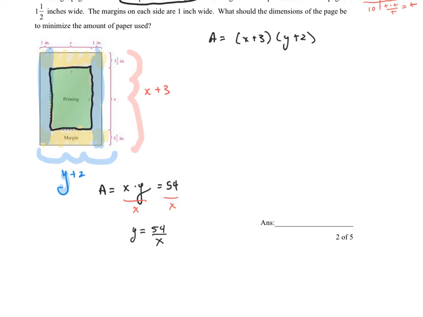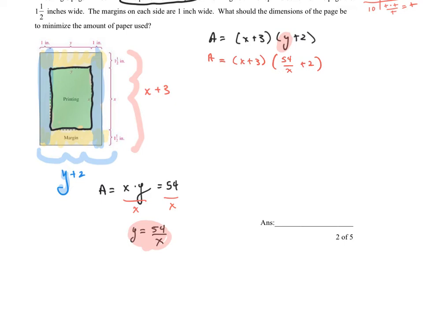So what I want to do is come back and look at this. This y equals 54 over x, I'm going to plug into my area equation in terms of 2 variables to get my area equation in terms of 1 variable. So let's do that now. I'd have the area equals, well, I'd have x plus 3 times, instead of y, now I'm going to put my 54 over x plus 2. All right, so what do I do now?